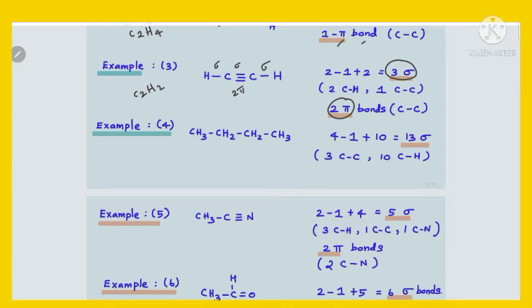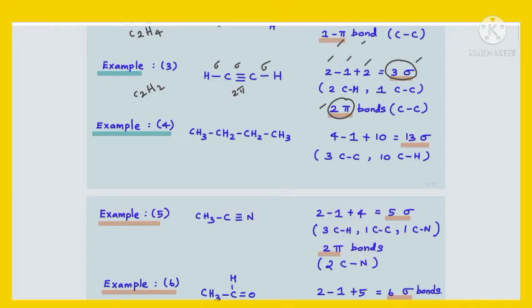According to the formula, number of carbon atoms 2, minus 1, plus total number of other atoms 2. 2 plus 2 is 4, minus 1 is nothing but 3 sigma bonds. Then for pi bonds, there is a triple bond between carbon and carbon. Among the triple bond, one is a sigma bond and the other two are pi bonds. So totally there are two pi bonds. So in this molecule, the total number of sigma bonds is 3 and pi bonds is 2.